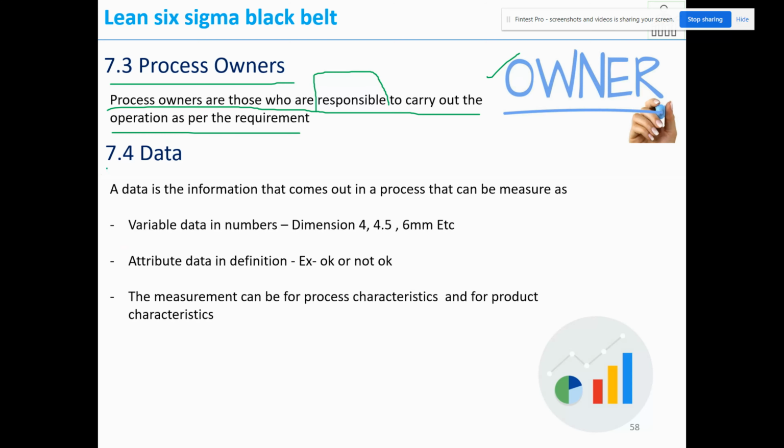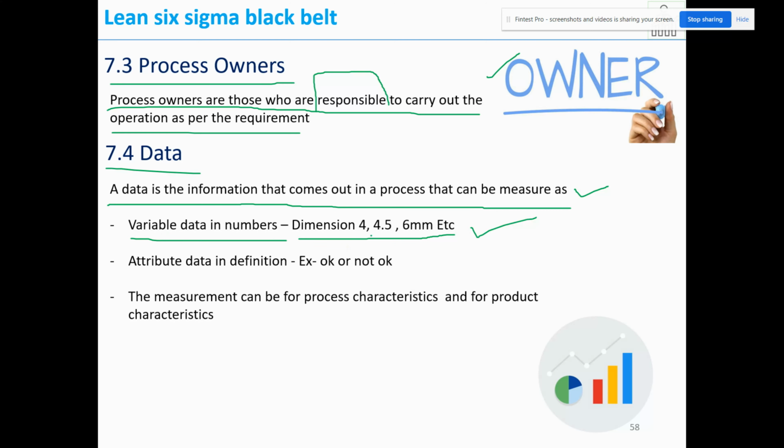Okay, now the next one is data. Data is the information that comes out of a process that can be measured. So what is the data? It is the information that can be measured. Variable data is in numbers, for example, dimension 4.56 mm. When you say the dimension of a feature, that is nothing but numerical, so we can understand how much the size is. That is called variable data.